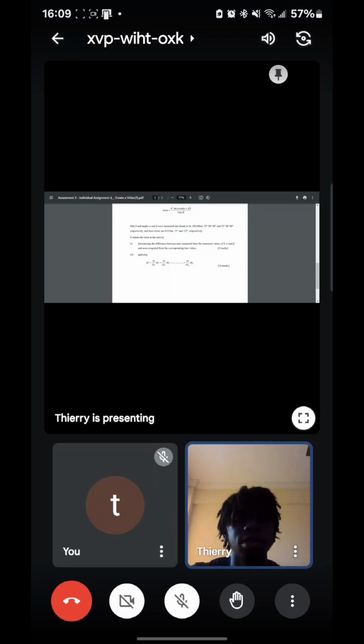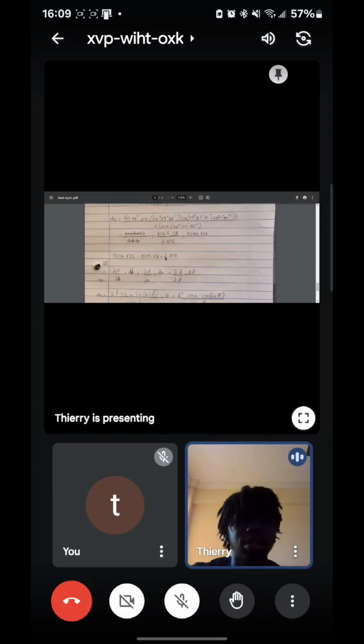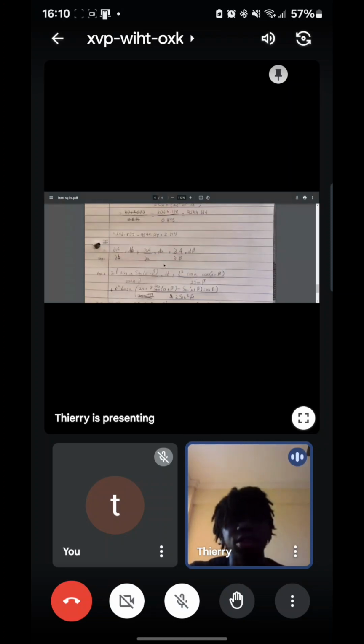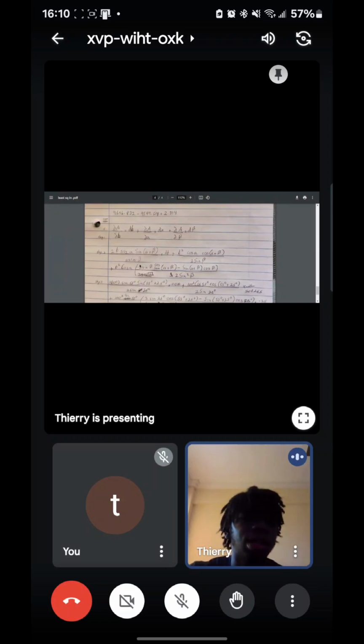Back to the solution. This gives us the difference of 2.314 meters squared. Sorry for forgetting my units. Question 2 asks you to solve the residual using partial differentiation.